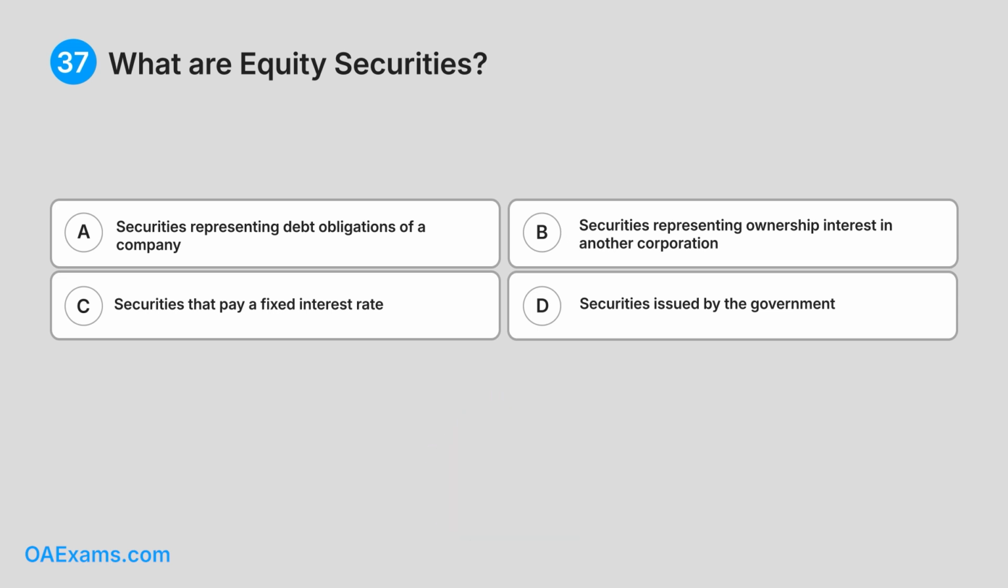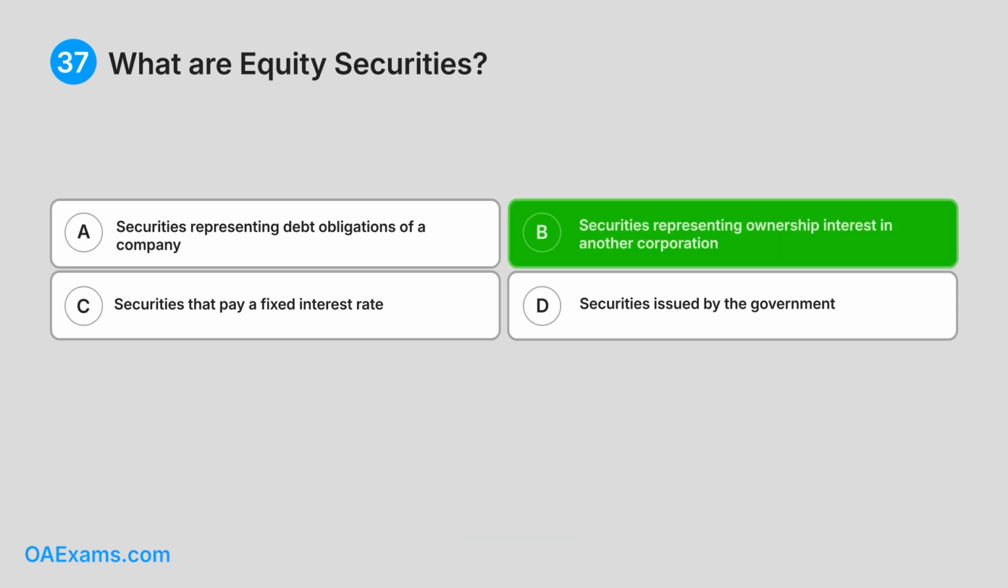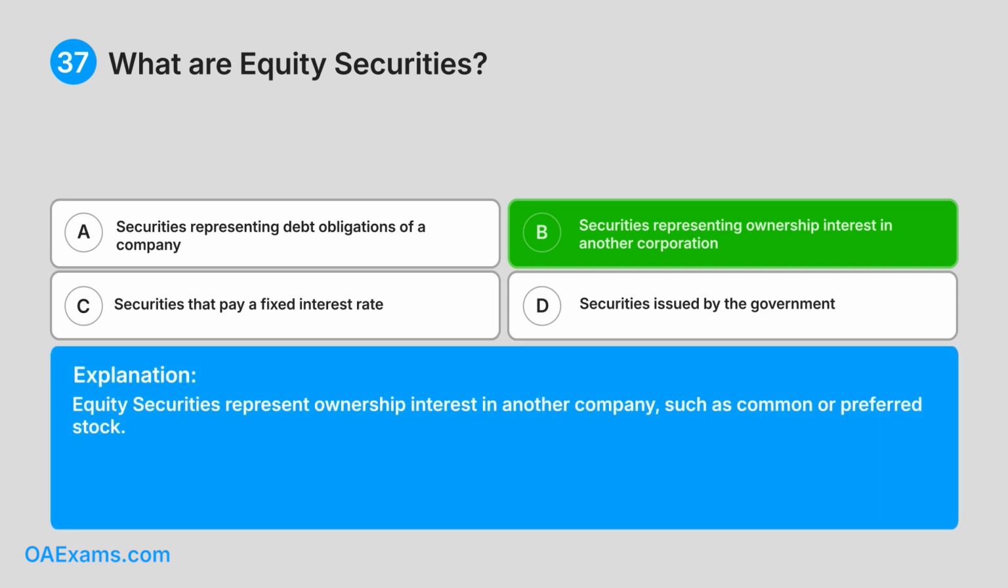Correct answer. B. Securities representing ownership interest in another corporation. Explanation. Equity securities represent ownership interest in another company, such as common or preferred stock.